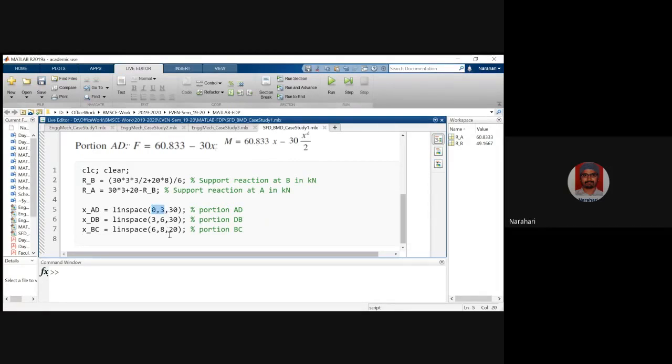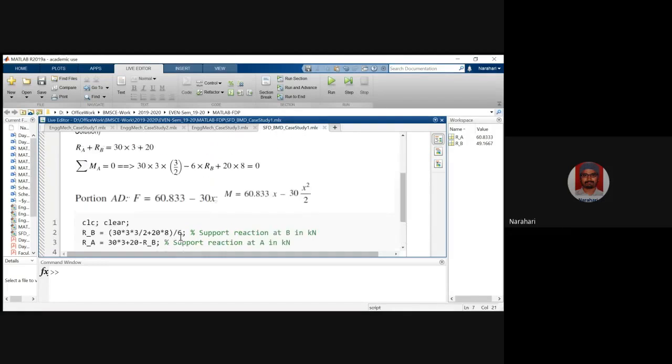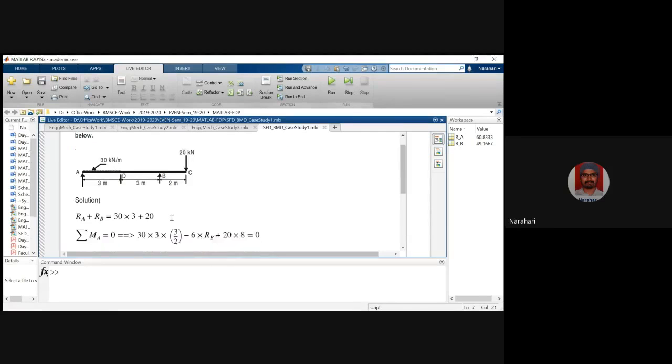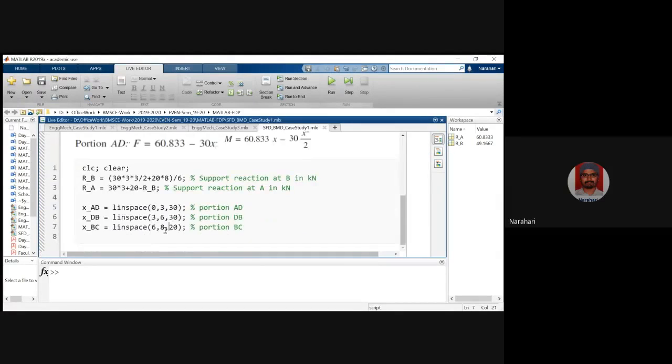I'm not using the colon operator. I'm using linspace: start, end, number of divisions. For AD, DB, BC, you can see here. So basically I'm dividing AD into 30 parts, DB into 30 parts, BC into 20 parts. Somewhat similar to what people would be doing in your FEM, probably, isn't it? So some similar approach I'm using here.